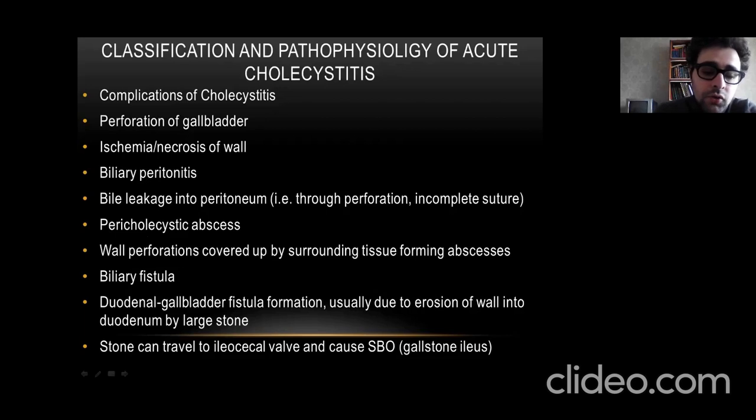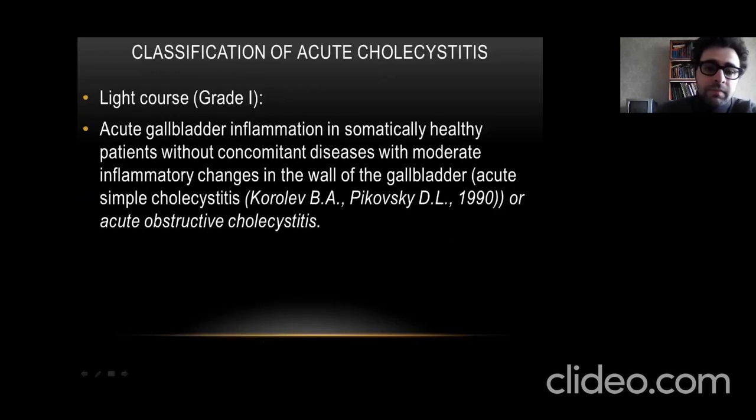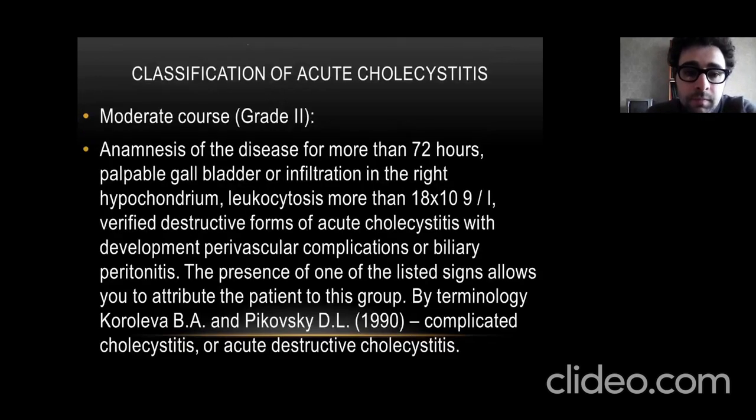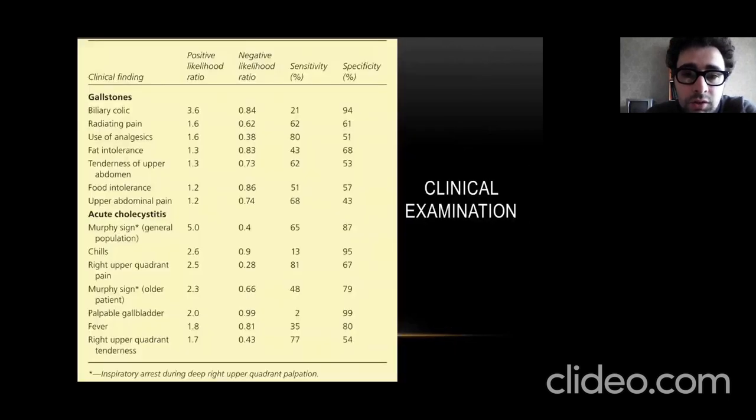Especially difficult are duodenal gallbladder fistulas, formation due to erosion of the wall of duodenum by a large stone. A large stone compresses not only the wall of the gallbladder but also the wall of the duodenum. American classification: light course grade 1, moderate grade 2, anamnesis more than 3 days, as we talked, and complicated.